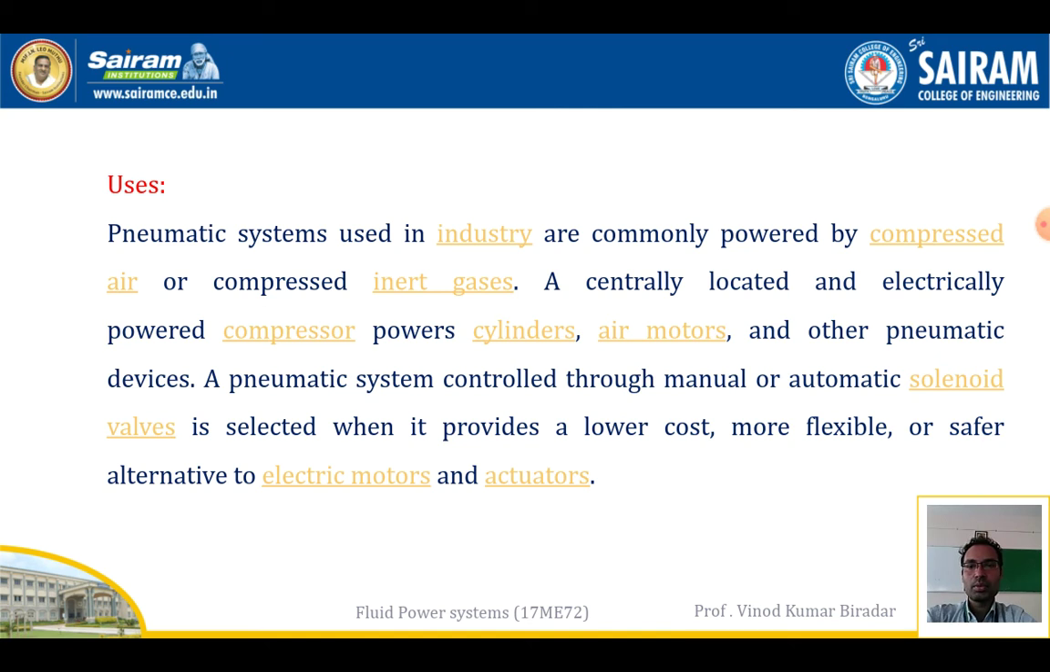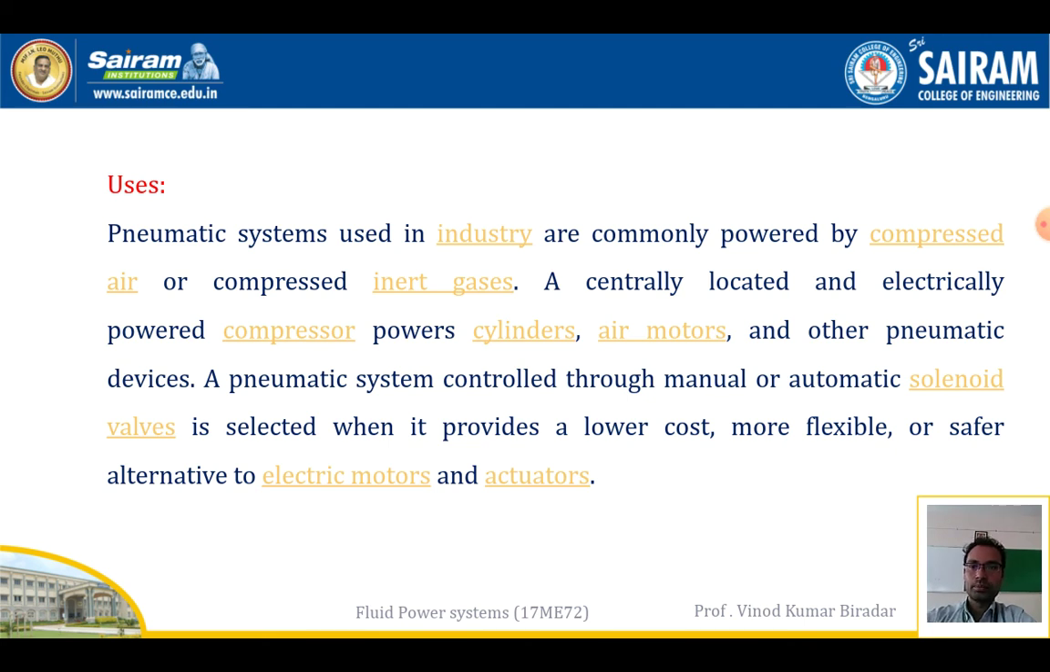Pneumatic systems used in industry are commonly powered by compressed air or compressed inert gases, with a centrally located, electricity-powered compressor, and power cylinders, air motors, and other pneumatic devices. These are some devices used in the pneumatic system. It is controlled manually or automatically with the help of solenoid valves. It is selected when it provides a lower cost and more flexible or safe alternative to electric motors and actuators. So these are some areas which use pneumatic systems, that is in industries. These are some components which are used: compressor, cylinder, air motor, valve, actuator, electric motor valves.